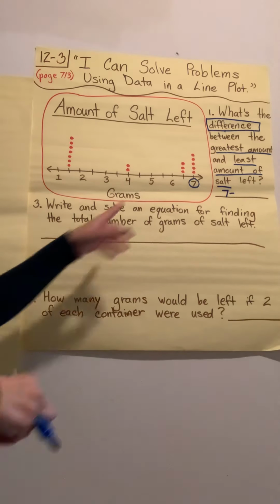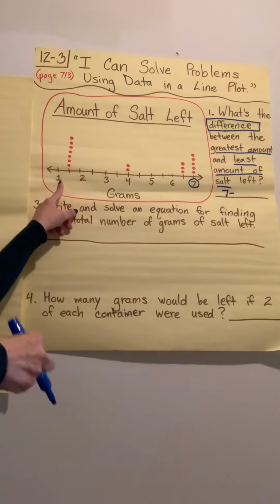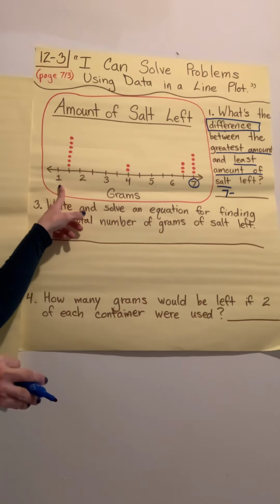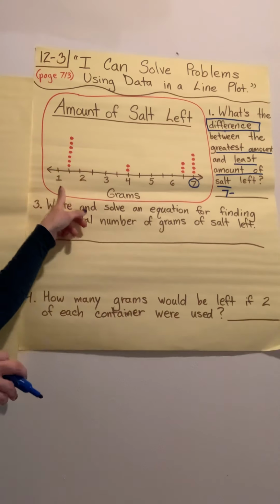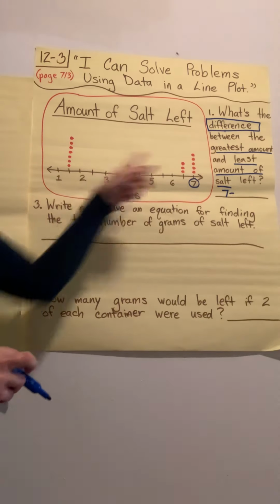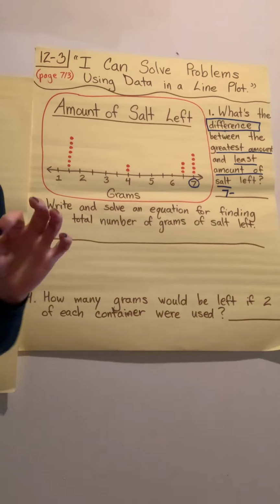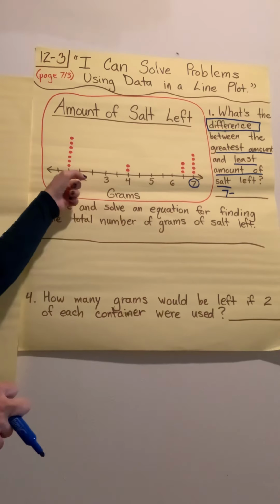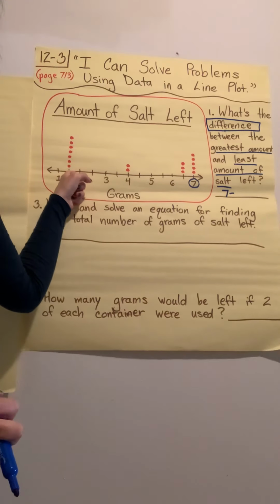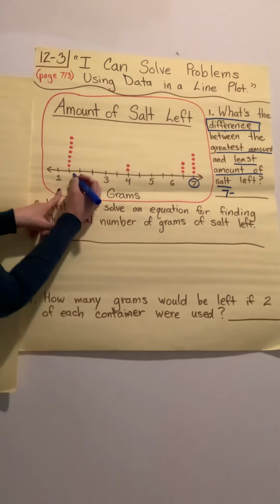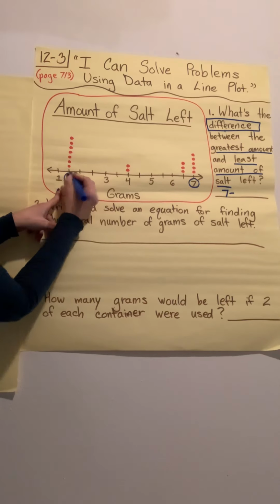If I look at my least amount on the line plot, I can see that the smallest number on the line plot is 1. But there weren't any containers that only had 1 gram left. So that's not the least amount of salt left. The least amount of salt left is the smallest number on my line plot that has dots over it. So I'm talking about this one right here.